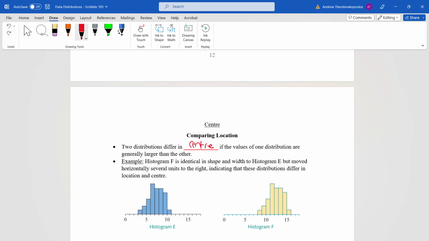However, this one, the biggest number is between 10 and 11, and this one here, the biggest number is between 15 and 16, whereas the smallest number for this one is between 3 and 4, and the smallest number here is between 8 and 9. So they've got the same sort of shape, but the center is different. That means that histogram F has larger values than histogram E. As it says here, it is identical in shape, but moved horizontally several units to the right, indicating that these distributions differ in location and center.